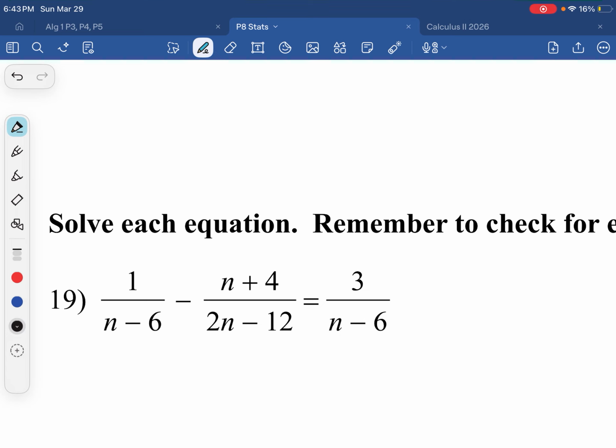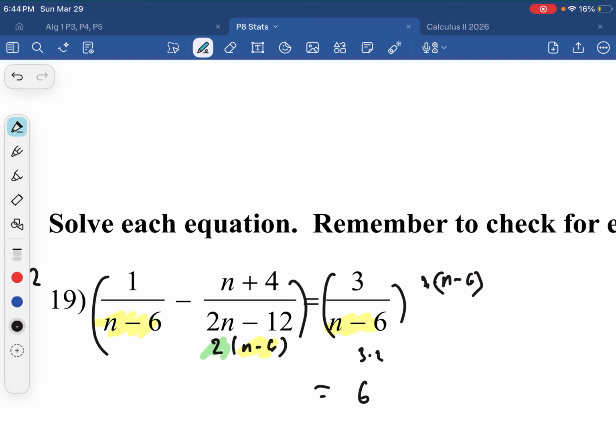And this last one here, like they did in section 6.5, we're doing 2 times n minus 6. So we can see that all of the denominators share the factor of n minus 6. But now there's also the factor of 2. So I'm going to multiply both sides of the equation by 2 times n minus 6. So if it already has the n minus 6 here, this is like 3 times 2, or 6. When I multiply by 2 times n minus 6, I'm left over with 2, and I'm taking away, since this has the same one here, it's n plus 4.